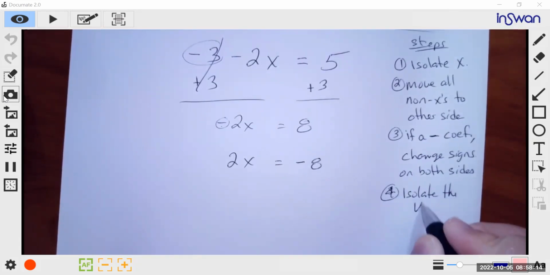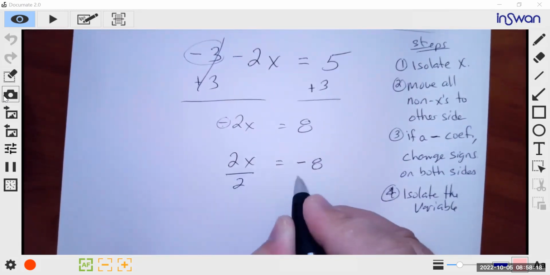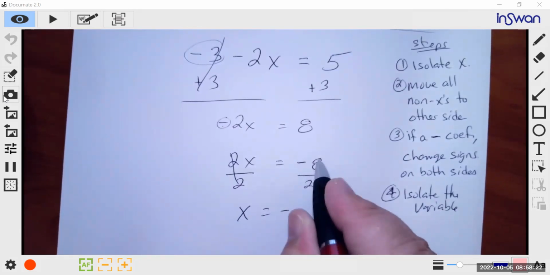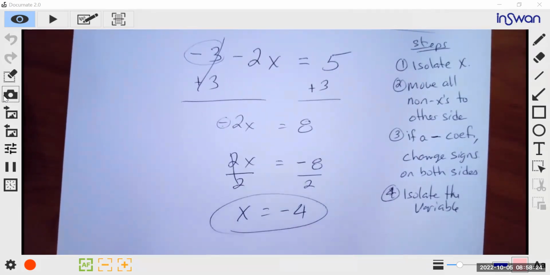Isolate the variable. Divide by 2 on both sides. X equals, the answer is negative, 8 divided by 2 is 4. There.